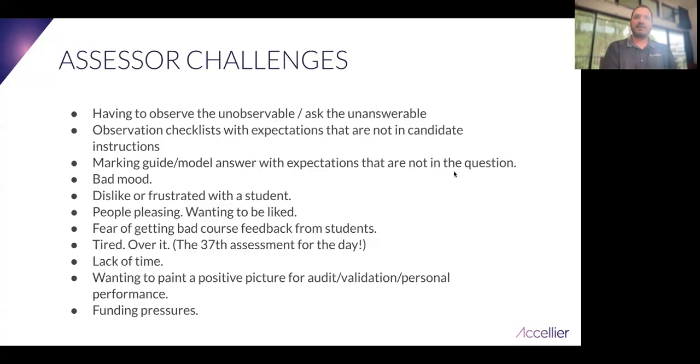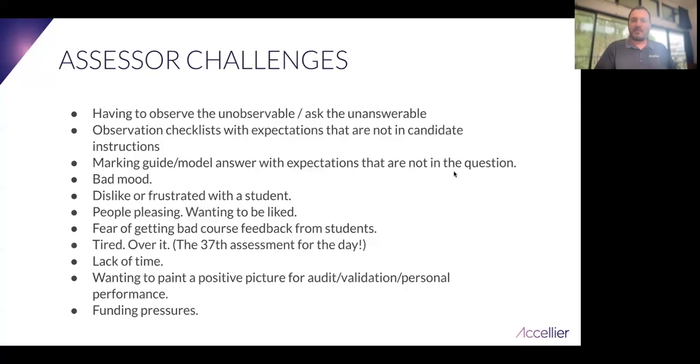Or there might be a question that is not easy for the students to answer or doesn't match the marking guide. Another one is observation checklists with expectations that are not in the instructions. The students get a set of instructions that tells them to do A, B, and C, but then your observation checklist has A, B, and C, and then D, E, F, G, H, and all these other things. And you think, wow, if I follow the rules, every student who's done this assessment is going to get not yet satisfactory. And it's not really their fault, because the instructions they were given only covered A, B, C. So that can be a common problem.